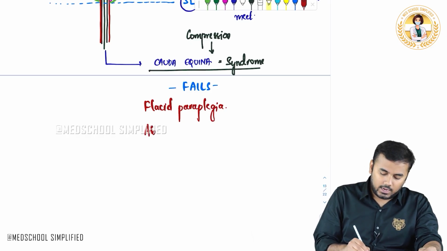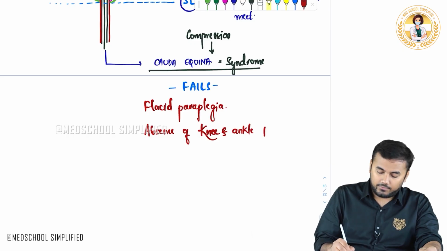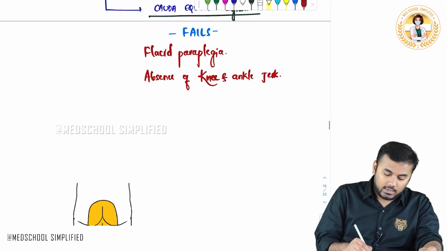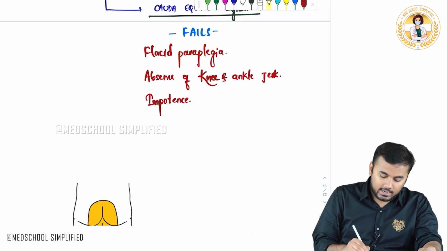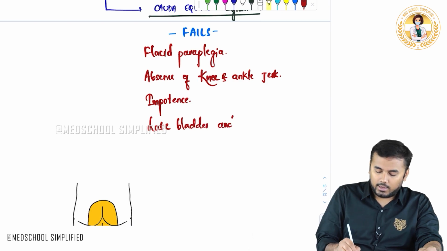Next, A. A stands for absence of knee and ankle jerk reflex. So absence of knee as well as ankle jerk. Next I. I stands for impotence. Next L. L stands for late bladder and bowel movement.